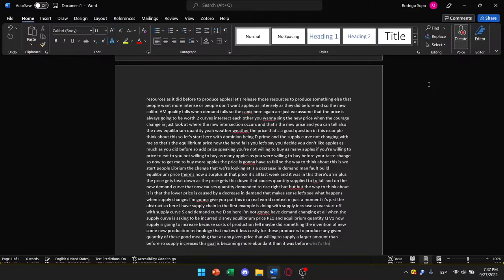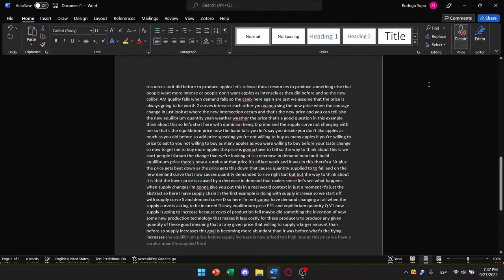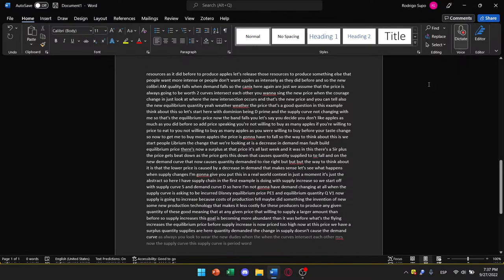When supply increases, what used to be the equilibrium price before supply increased is now a price too high. Now at this price we have a surplus. Quantity supplied is up here, quantity demanded is here. The change in supply doesn't cause the demand curve to shift. As always, you look to where the curves intersect each other. This is now the supply curve. This supply curve is not here anymore. It's moved out. So the price is going to fall to where they newly intersect. It's going to be a lower price and a higher equilibrium quantity.